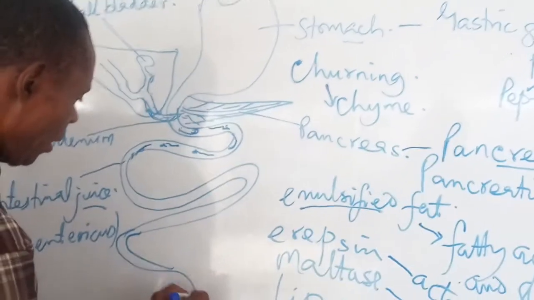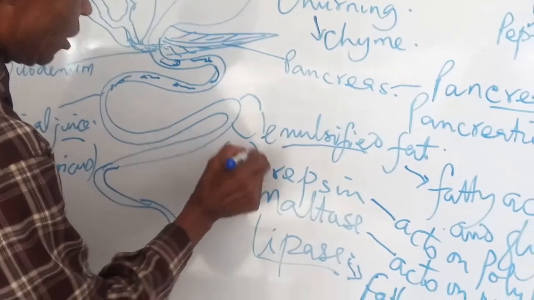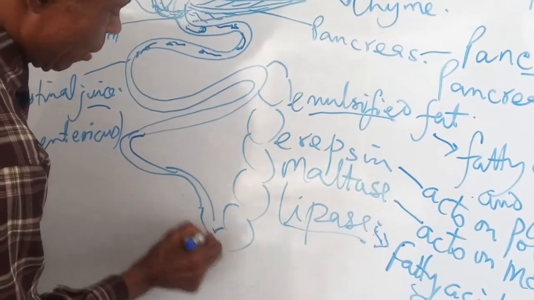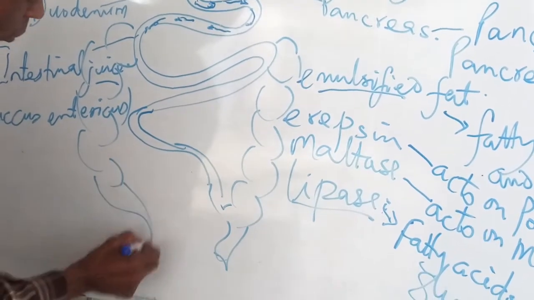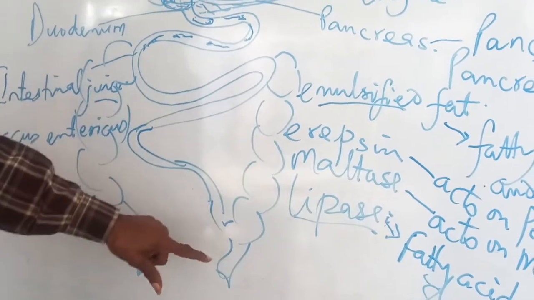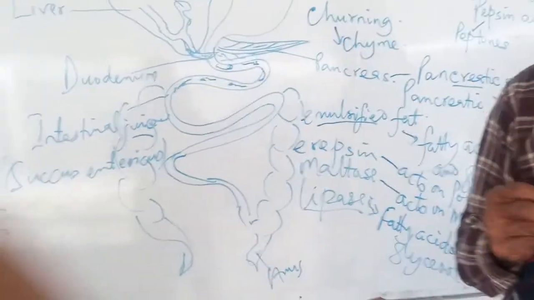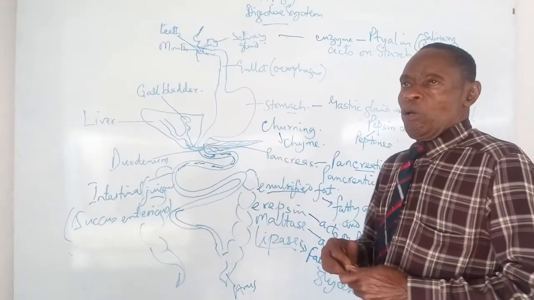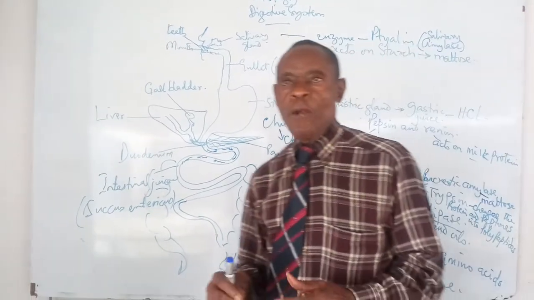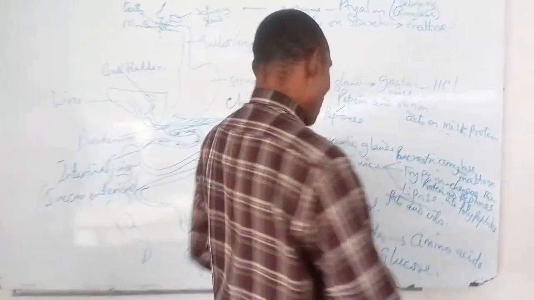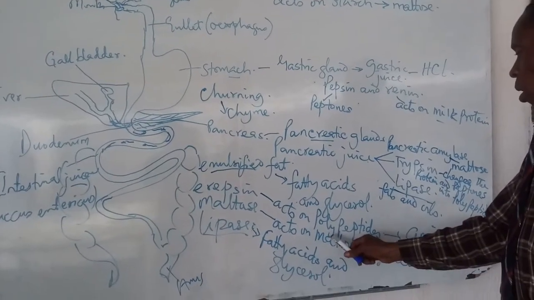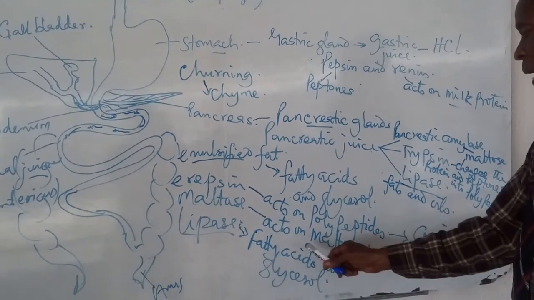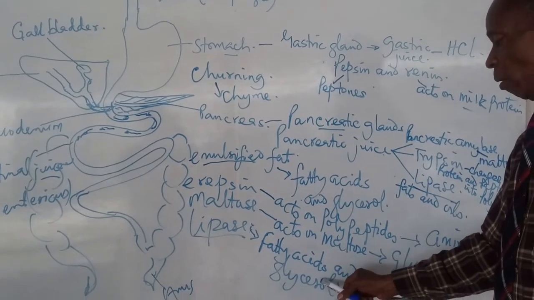And then at the end you have this large intestine here, and the undigested food now gets into that large intestine and is removed through the anus. So at that level, we've come to the end product of digestion. The end product of digestion, for protein it is amino acids, for carbohydrate it is glucose, and for fat and oil, fatty acids and glycerol.